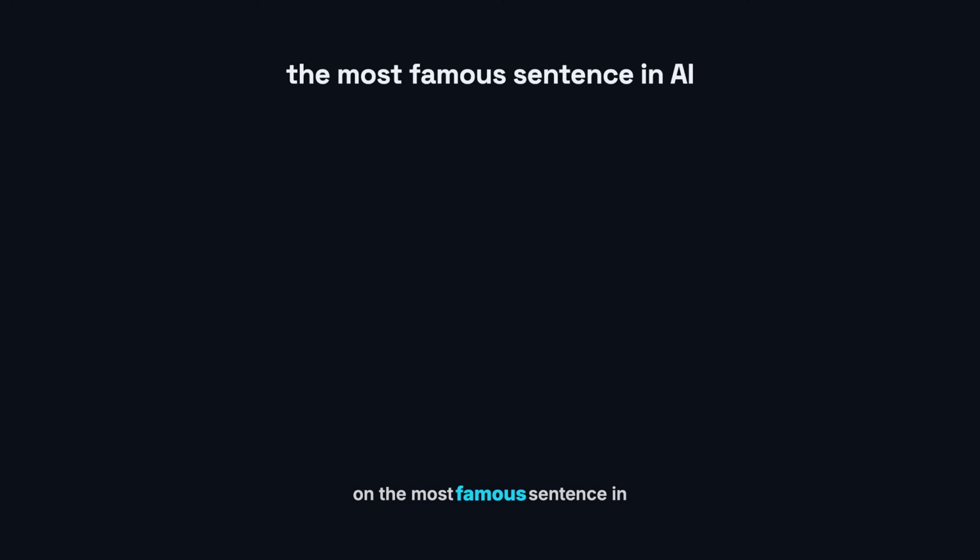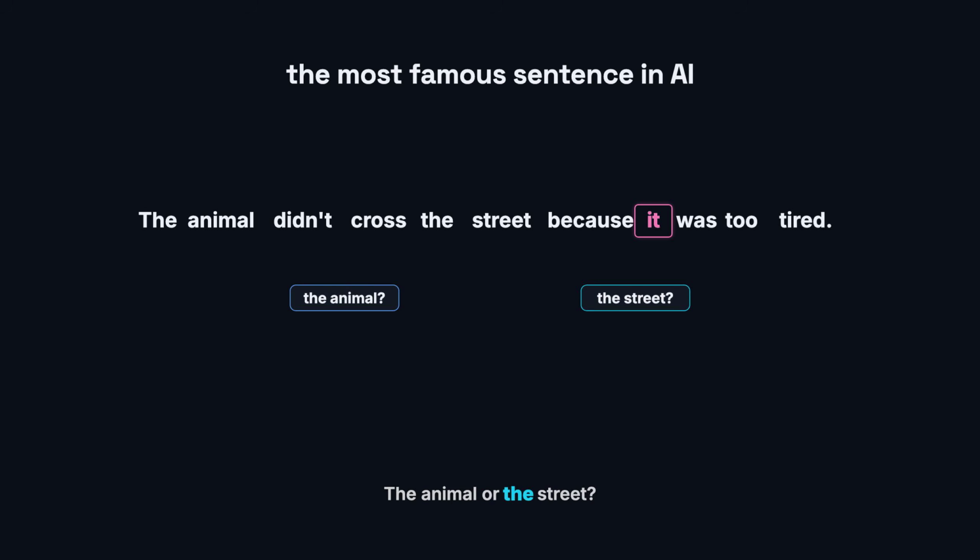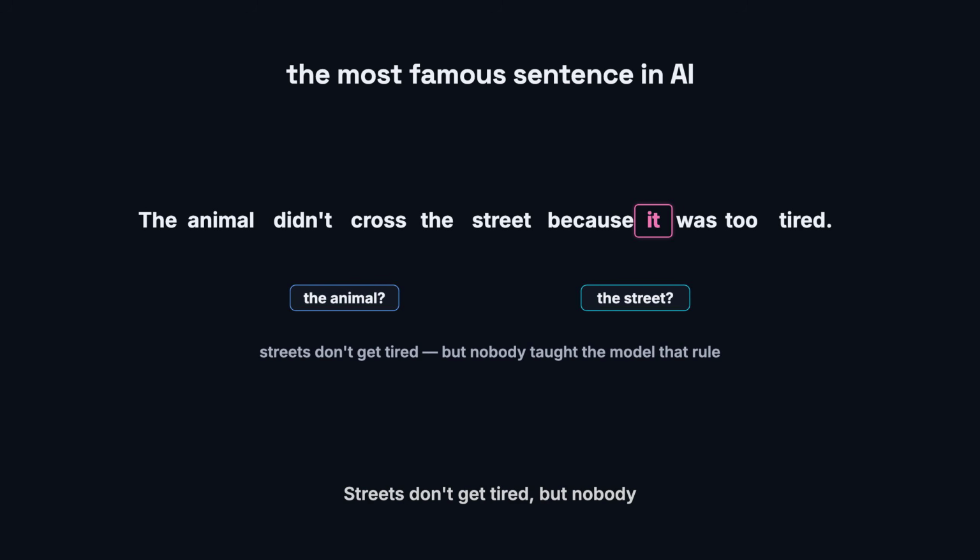So let's watch attention in action on the most famous sentence in AI. The animal didn't cross the street because it was too tired. Quick, what does it refer to? The animal or the street? You didn't even hesitate. Streets don't get tired. But nobody taught the model that rule. So watch what attention does.